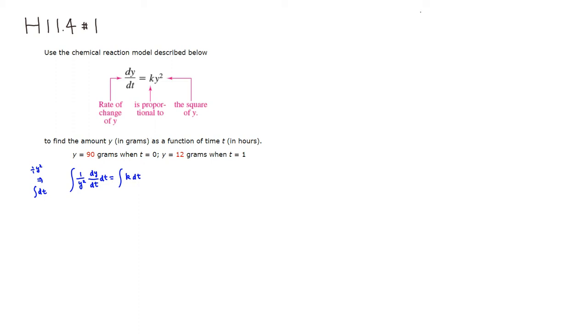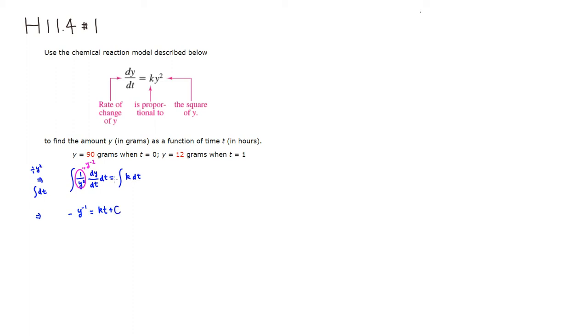I don't like the way this is written, so I'm going to rewrite it as y to the negative 2 power. Then we can just use the power rule to find the antiderivative. So add 1 to the power and divide by that power, so it's going to be negative. So this is equal to kt plus some constant c.